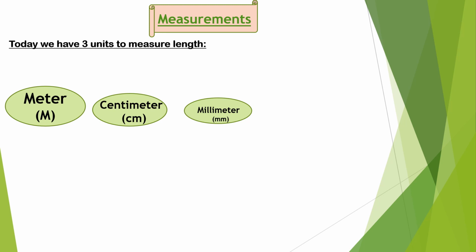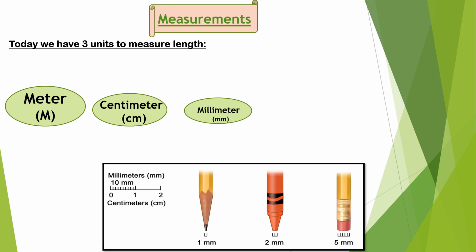What is the meaning of millimeter? We didn't study millimeter before. Here we find our pencil, our crayon, our eraser. Our pencil here, its front end is 1 millimeter, and this crayon 2 millimeter and this eraser 5 millimeter.